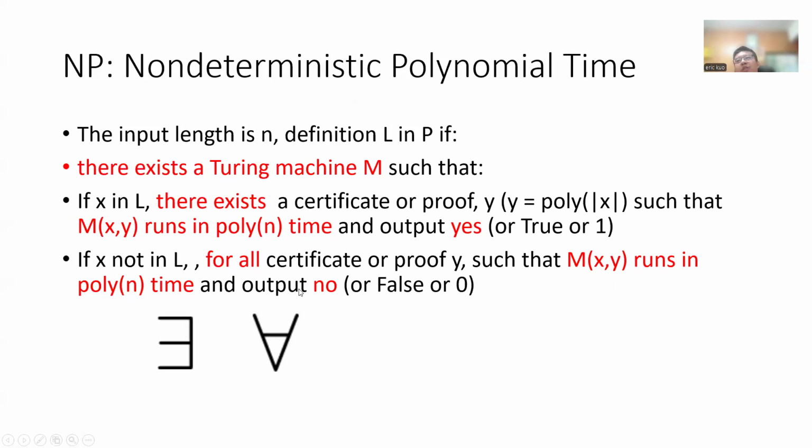So basically what this definition says is that if somebody gives you a magical y, then you can solve it. And if the answer is no, then no matter what magical y, you cannot solve it. So you will output no.